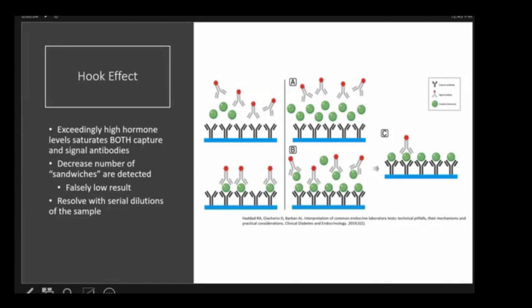To be able to resolve this, you can run the sample with serial dilutions, and that will enable the sample to form the sandwiches, and you can better interpret the results.